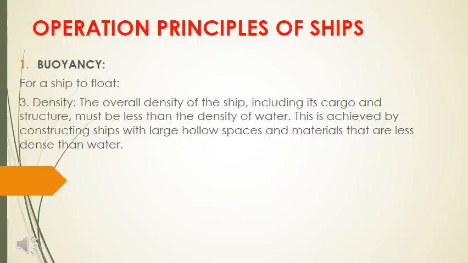Number 3 is density. For a ship to float, the overall density of the ship, including its cargo and structure, must be less than the density of water. This is achieved by constructing ships with large hollow spaces and materials that are less dense than water. What's density? Density is mass divided by volume. The overall density of the ship, including the cargo and structure and everything else loaded on the ship, must be less than the density of water. And this may look somewhat difficult, but it's achieved by constructing ships with large hollow spaces and materials that are less dense than water.